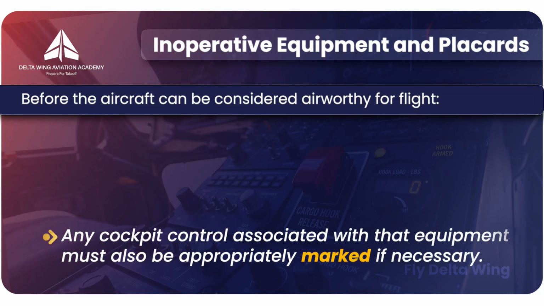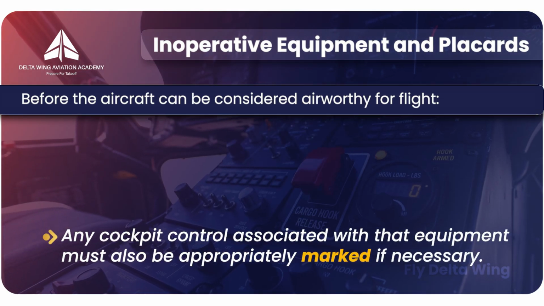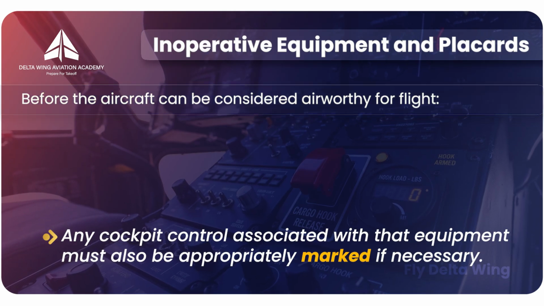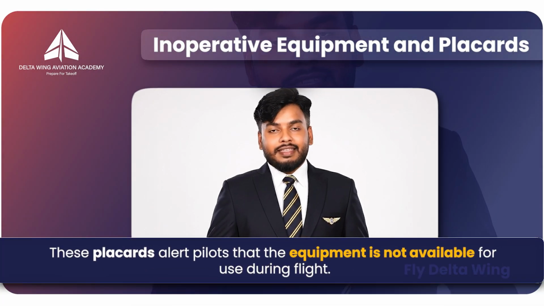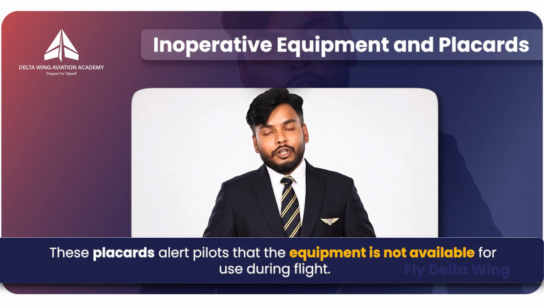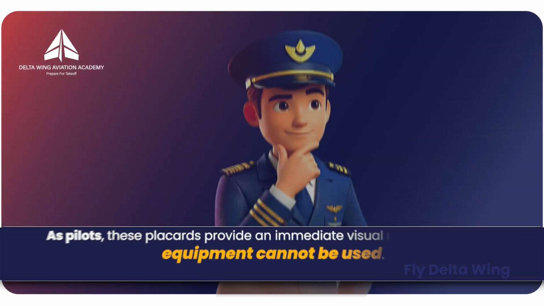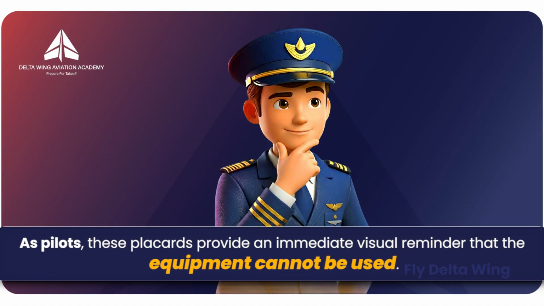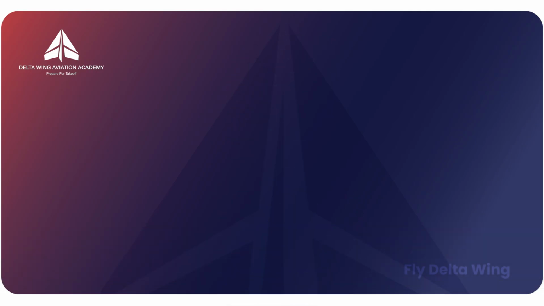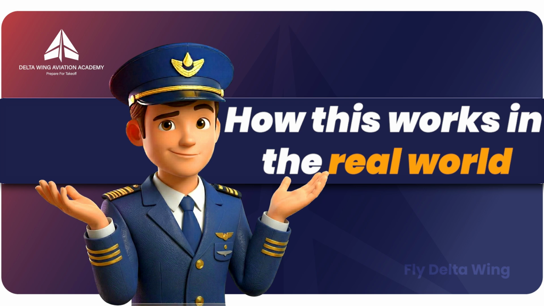Any cockpit control associated with that equipment must also be appropriately marked if necessary. These placards alert pilots that the equipment is not available for use during flight. As pilots, these placards provide an immediate visual reminder that the equipment cannot be used. To see how this works in the real world, let's walk through a practical pilot scenario.